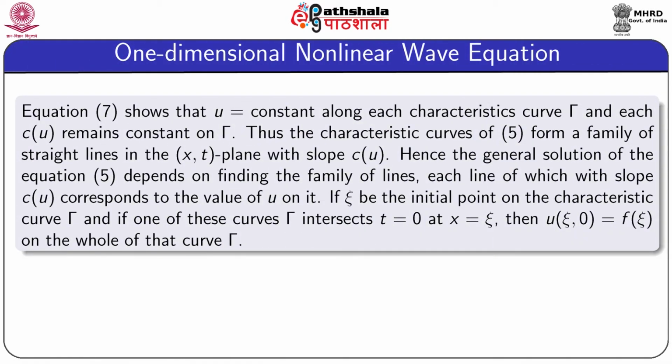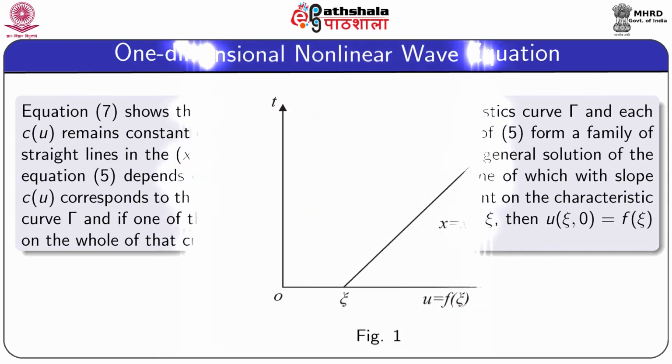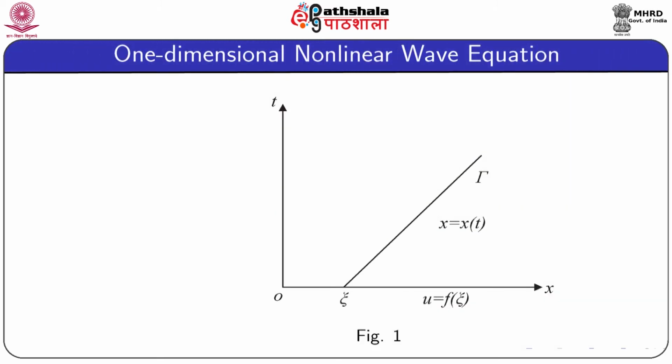So, if xi be the initial point on the characteristic curve gamma, and if one of these curves gamma intersects t equals 0 at x equals xi, then u(xi, 0) equals f(xi) on the whole of that curve gamma, that you can see in this figure. So, at time t equals 0, x equals xi, and at the same point the value of u is f(xi). In this figure you can see one characteristic which is denoted by gamma.